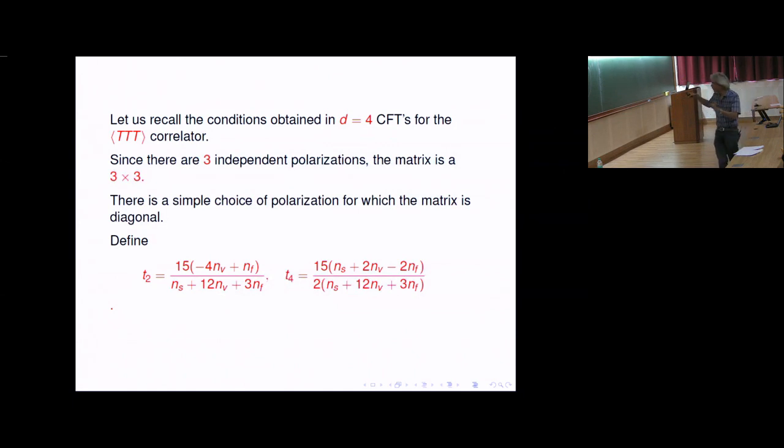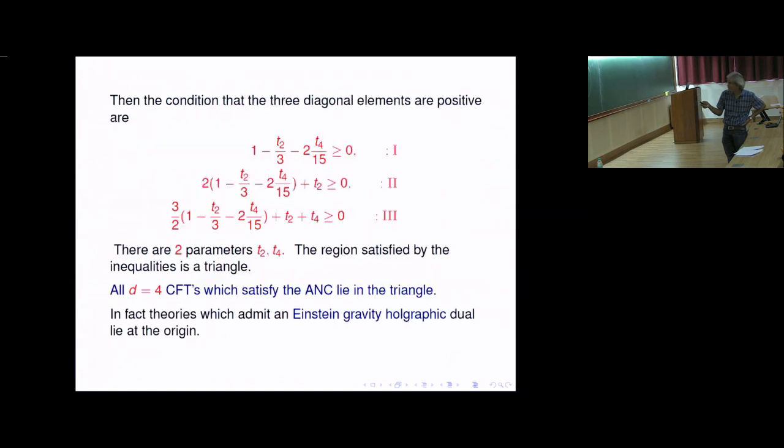And then you remember there was this N_V, N_F, and N_S, and you define this particular combination, t2 and t4. I think they only found this particular combination, t2 and t4. And here this is the normalization. This actually comes from the 2-point function. You define this, and then the constraints can be written in this manner. They are linear equations. There are 3 linear equations, and this is the constraint.